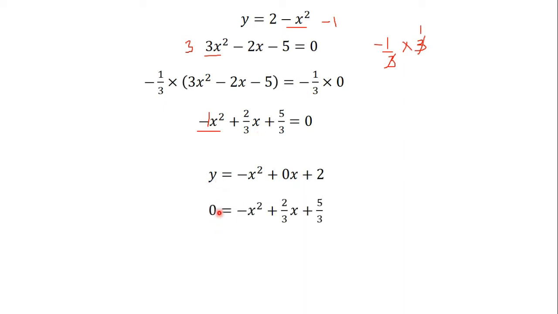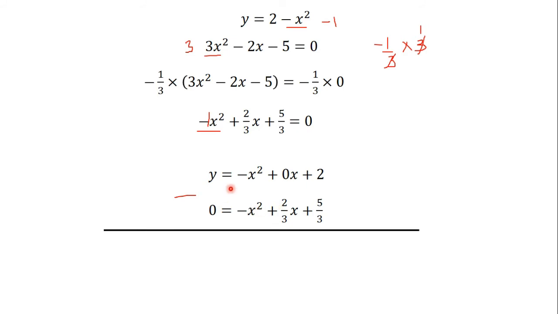So I'll write the 0 on the left hand side, then the quadratic expression on the right hand side. So we have 0 is equal to minus x squared plus 2 divided by 3x plus 5 divided by 3. We are going to subtract the equation from the function.